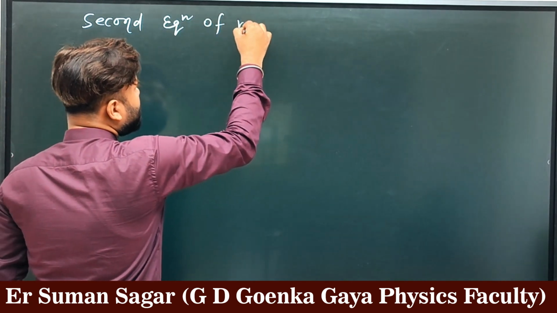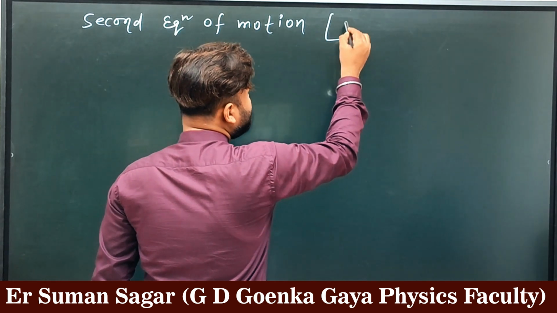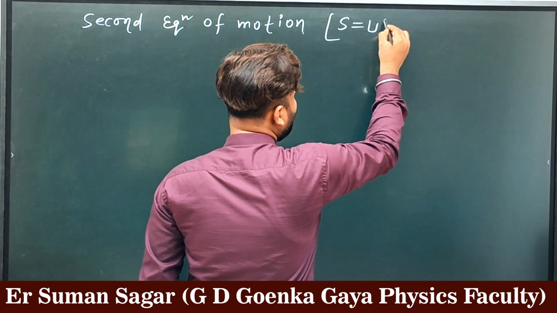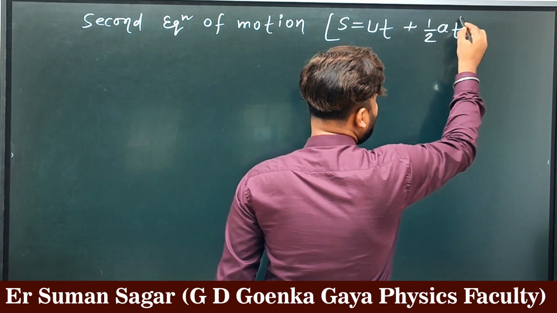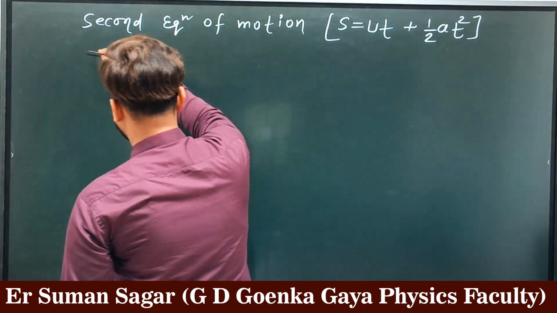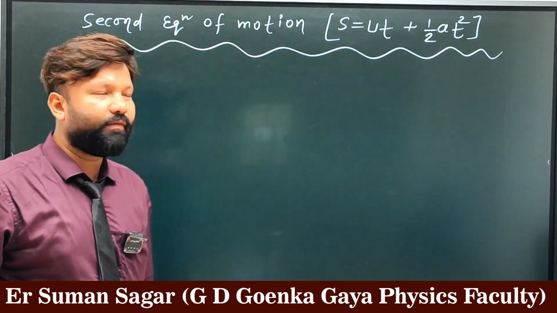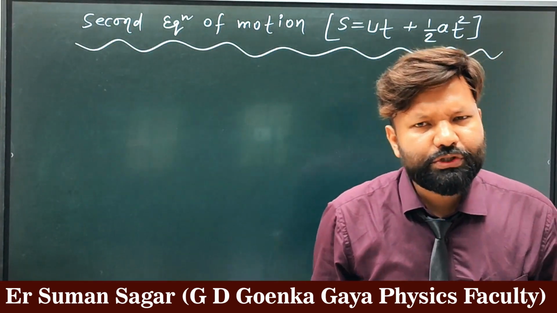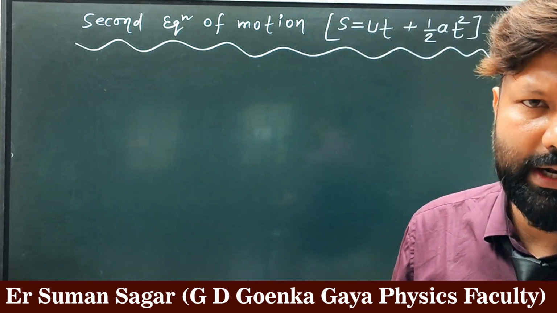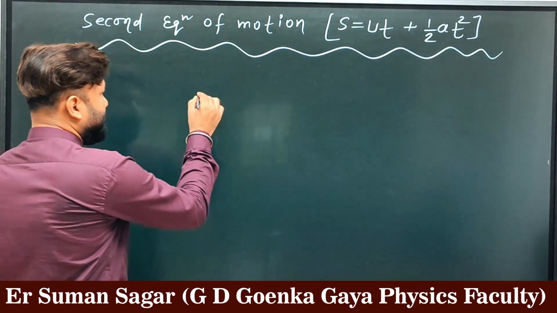The second equation of motion, that is S is equal to ut plus half at square. Students, we are going to prove this equation. Suppose you are writing in a copy, how will you write? There is some language you have to write about this. Let's start with that.